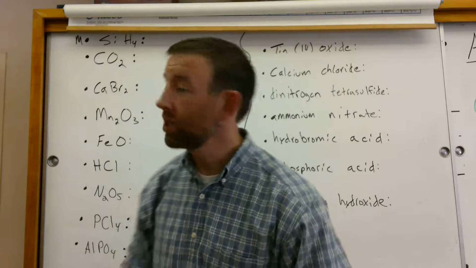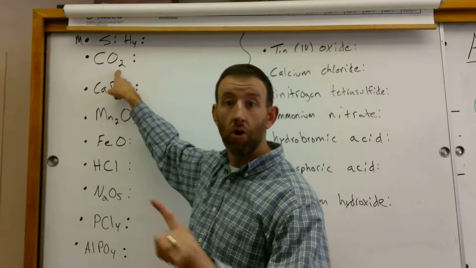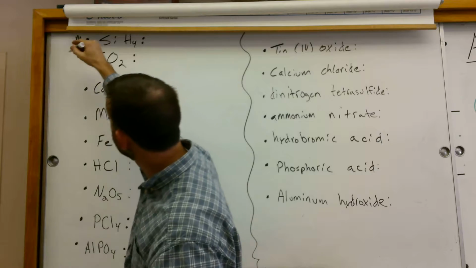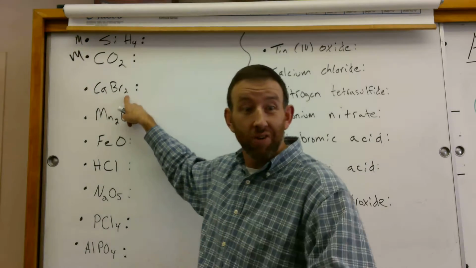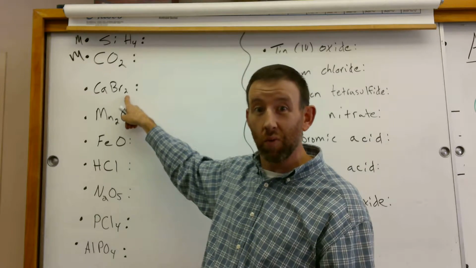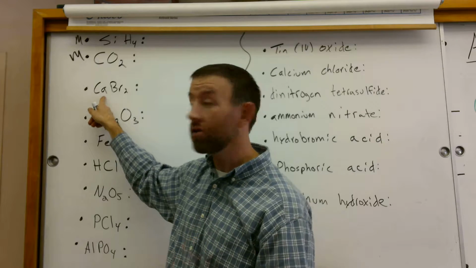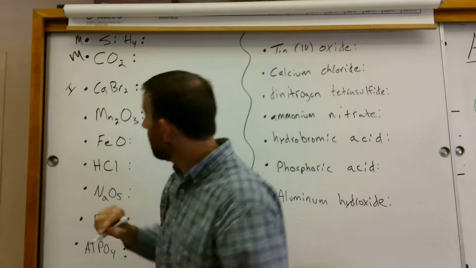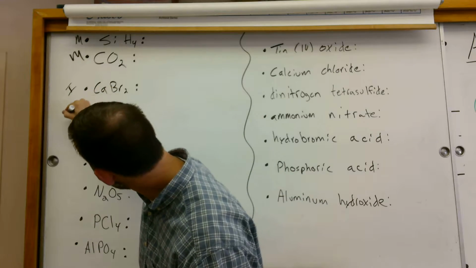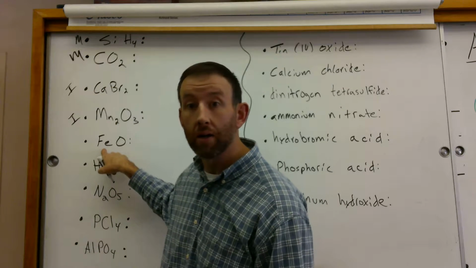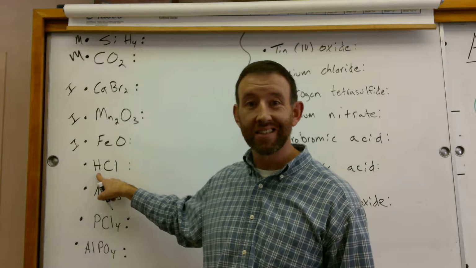CO2, carbon and oxygen, both non-metals, no polyatomic ions. That is molecular. Calcium bromide. Hopefully you have your own periodic table in front of you, by the way, so you can double check what I'm doing here. Calcium is a metal, so it's ionic automatically. Manganese and oxygen. Again, manganese is a metal, so ionic. Iron, metal, ionic.